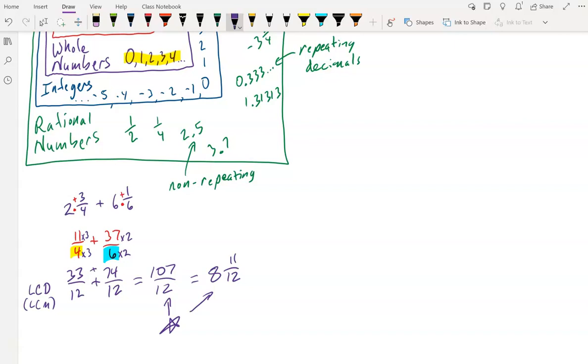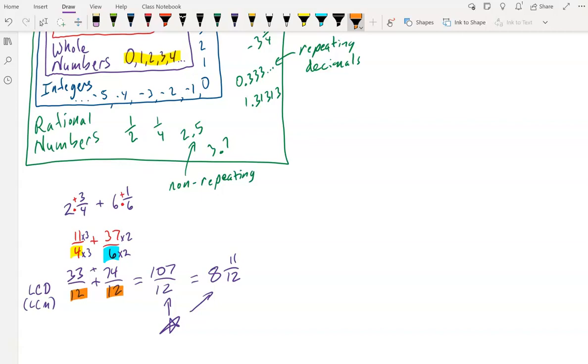So adding mixed numbers. First of all, convert the mixed numbers to improper fractions. If the fractions don't have common denominators, get a common denominator so they have the same denominator. And then add the numerators. And if necessary, convert an improper fraction to a mixed number. Okay, so that's adding fractions. Now let's try subtracting.